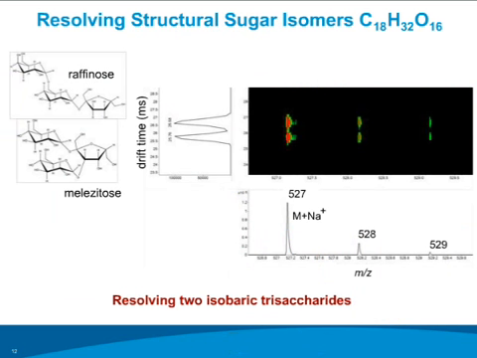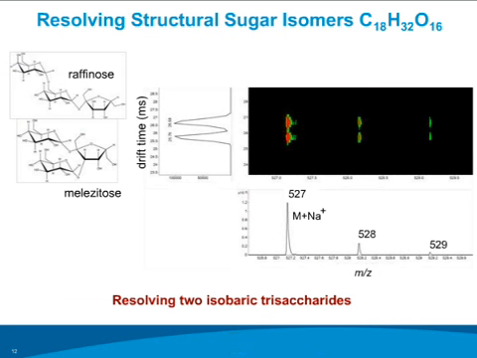Okay, let's take a look here at a bit of data. Here's an example of 2 sugars that are structural isomers. They are not only isobaric, but they will have the exact same mass, so you cannot separate these based on mass spectrometry alone. And in this particular case, they were infused. There's no fragmentation occurring here, but you can see that they are separated in time by about 1 millisecond in mobility space.